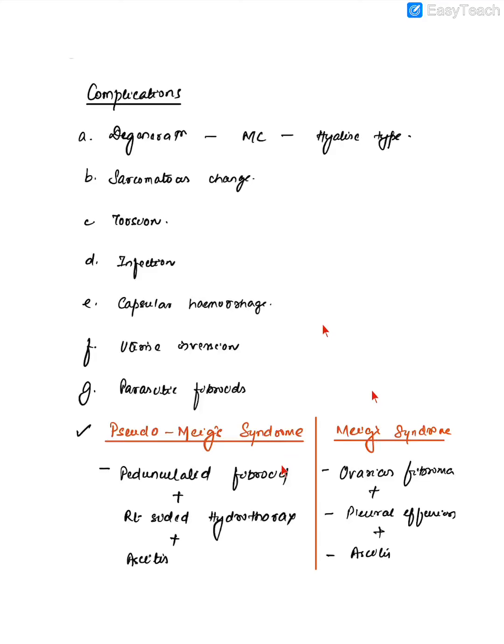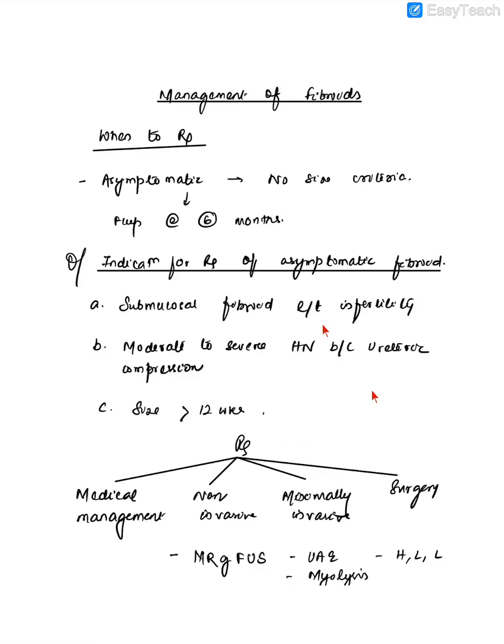Here there are two interesting phenomena which happen with fibroid, known as pseudo-Meigs syndrome. In a pedunculated fibroid, sometimes there is right-sided hydrothorax and ascites, which is known as pseudo-Meigs syndrome. This is not to be confused with Meigs syndrome, which happens with ovarian fibroma associated with pleural effusion and ascites.